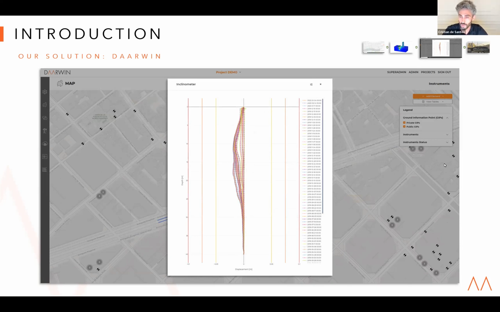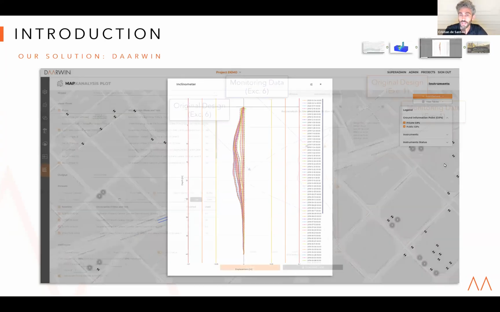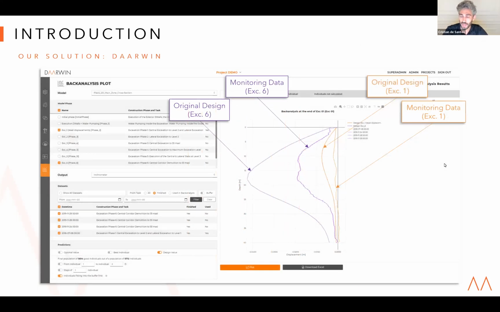What you are seeing here are the horizontal displacements of one of the diaphragm walls of an excavation. But the good thing is now, apart from seeing the data from the sensors, we can actually compare the data with the predictions of a Plaxis model. Here, you can see the dotted lines are the predictions coming from a Plaxis model, a numerical model, based on the design information that we have at the time. And the thin lines with some dots are the actual data from the sensor.